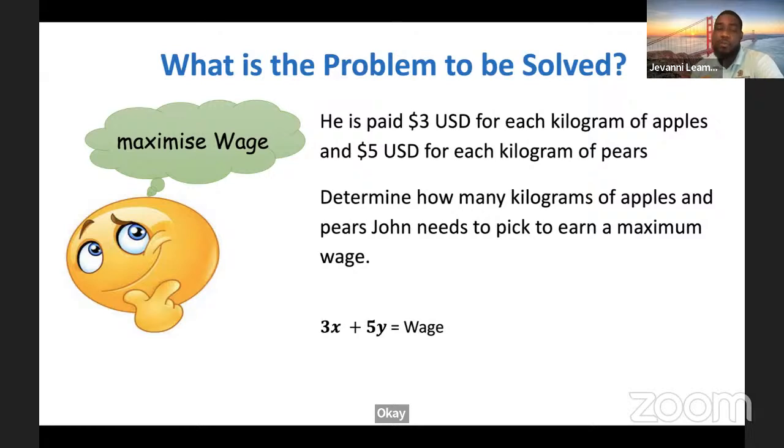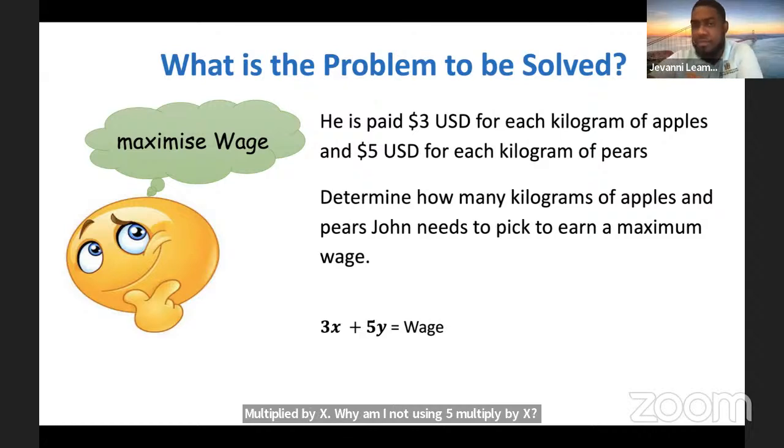All right. So again, why am I using 3 multiplied by x? Why am I not using 5 multiplied by x? Tell me why. Why am I not saying that 5 is going to be multiplied by x? Why is it 3 multiplied by x?